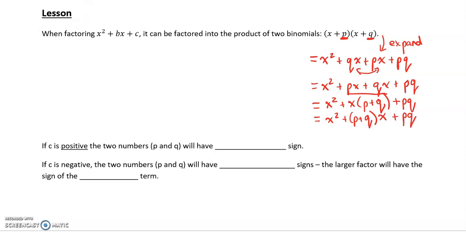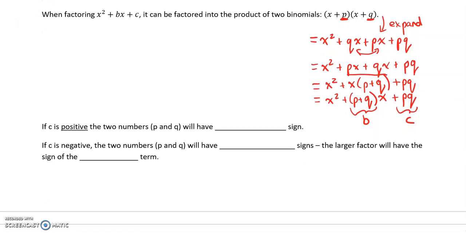And what you should see here is that if this is the b value, it's p plus q, it's the addition of the two factors. And if this is the c value, p times q, it's the multiplication of the two factors. And so that's exactly what we found in the investigation previously, but now we've proven this in general.